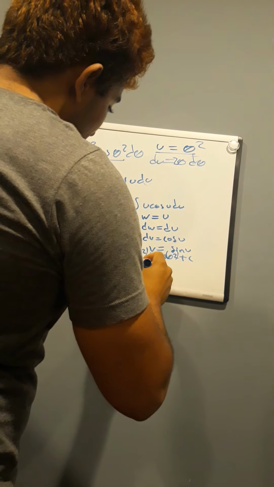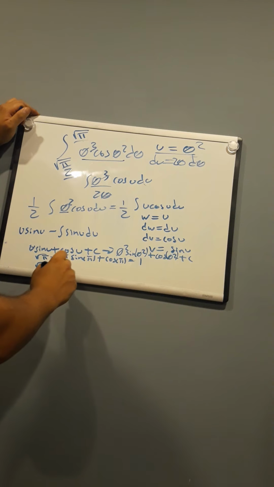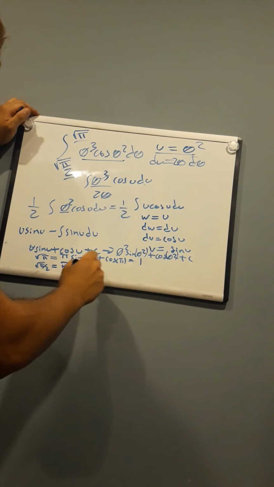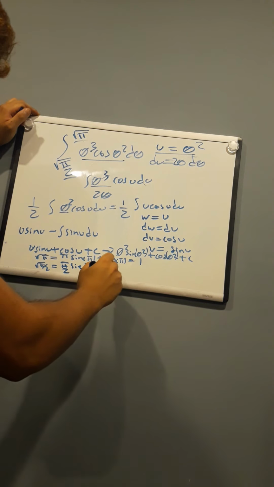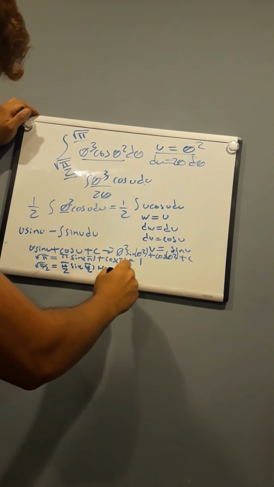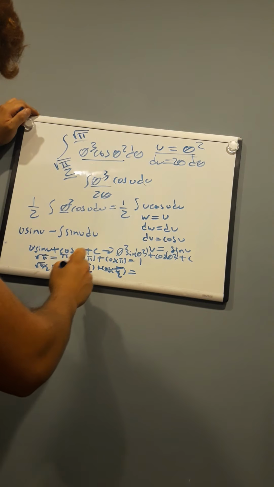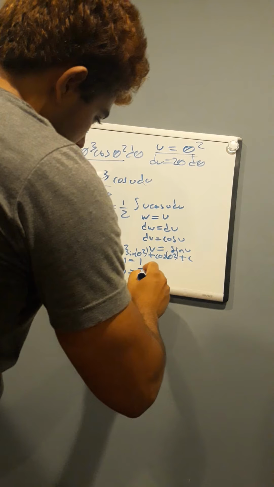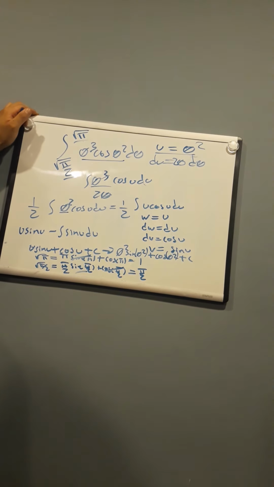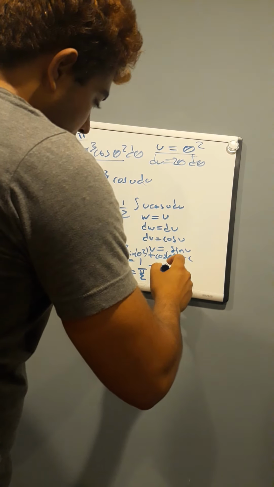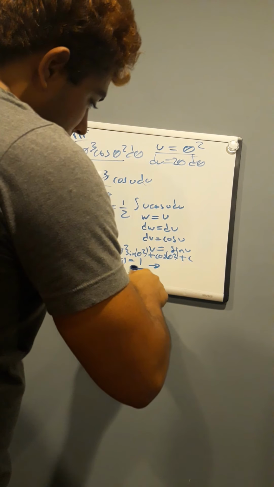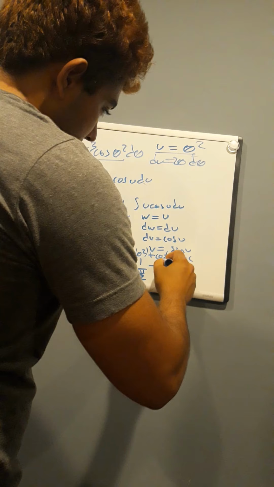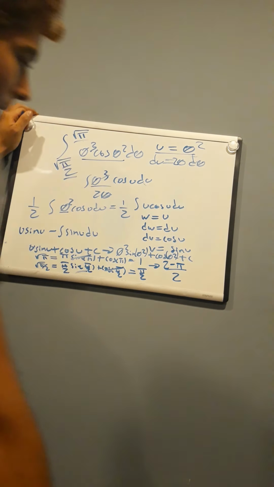Pi over 2, we have as pi over 2 here, right? Sine of pi over 2 plus cosine of pi over 2. This zeroes out, much like this zeroed out. This is a 1, and then this is a pi over 2. So if we do 1 minus pi over 2, make this all one big fraction, 2 minus pi over 2.